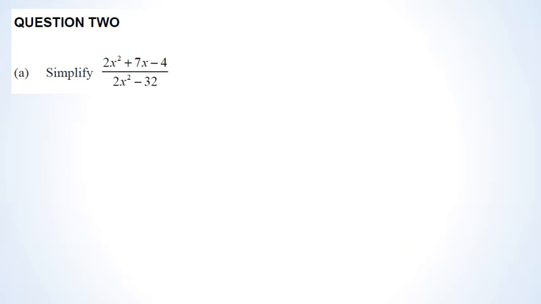Okay, so question 2, we've got a simplifying equation here. Now, for the numerator, you've got to factorize it. Just a suggestion, guys. If you don't know how to factorize it, what I would do is put 2x squared plus 7x minus 4 in your graphics calculator and get the two solutions. One solution is -4 and the other solution is +0.5.